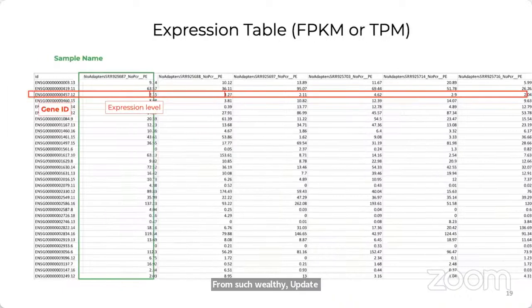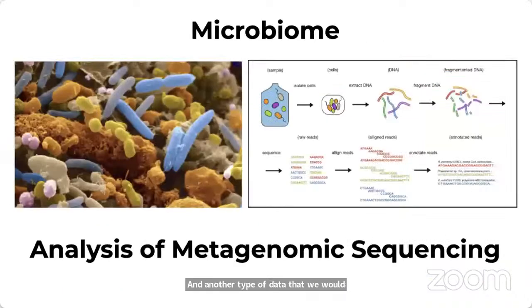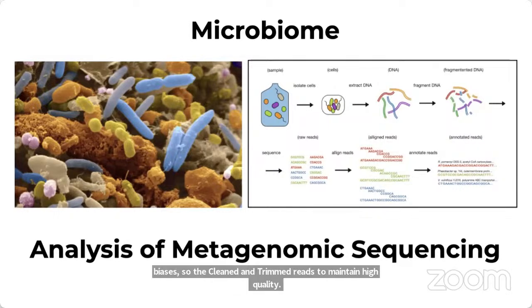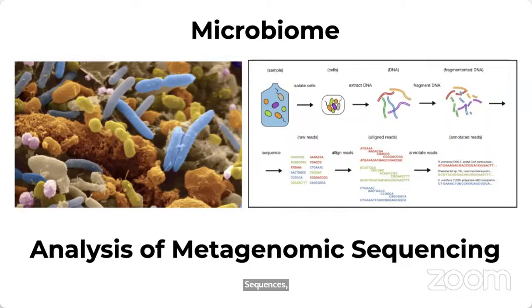And another type of data that we will definitely review in this course comes from the same sequencing technique, the next generation sequencing technique, but it does offer a completely different view of the biological sample. We will deal in detail with some of the resources. Like, the RNA sequence reads have to be cleaned for the presence of duplicate sequences and biases. So the reads are cleaned and trimmed to maintain high quality sequences, right? Reads are then mapped onto their respective positions in the genome.